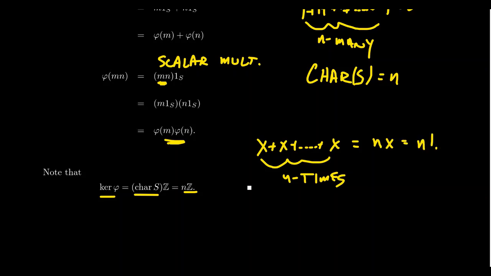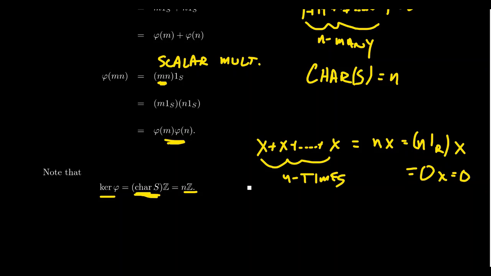For which if you add together 1 n times, that becomes 0, and anything times 0 is equal to 0. So if the unity adds up to 0 when you add it together n times, then every element will have that property as well. Hence, the characteristic is a very important invariant of a ring.